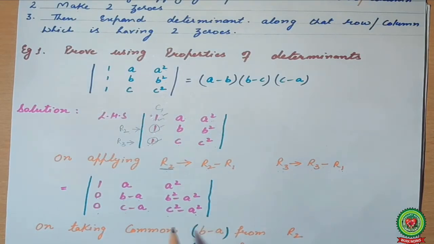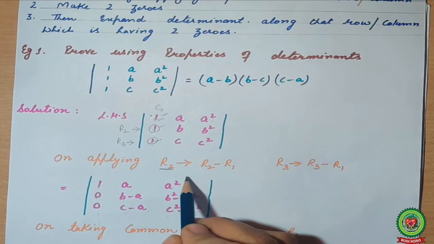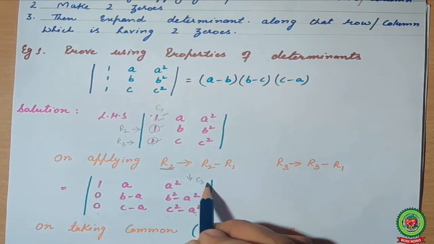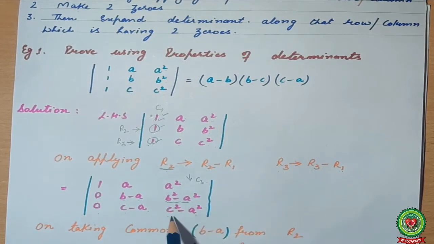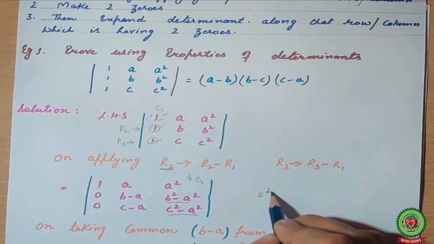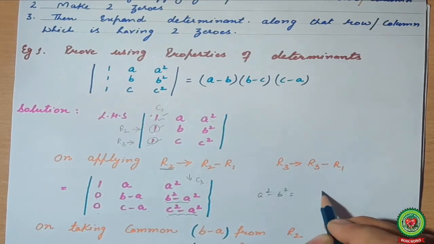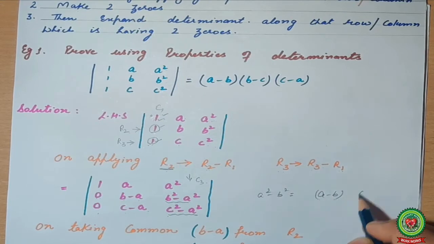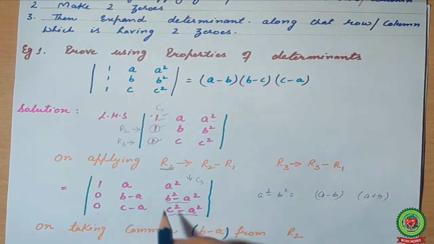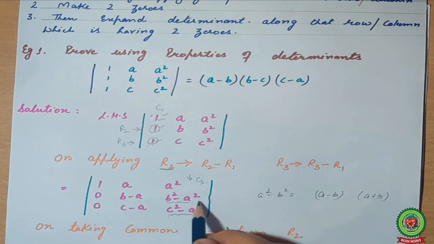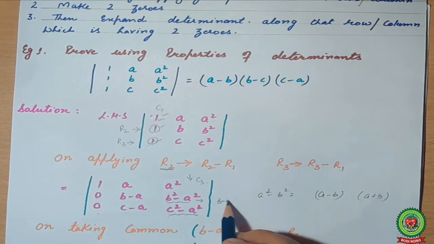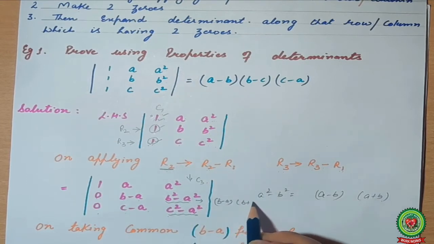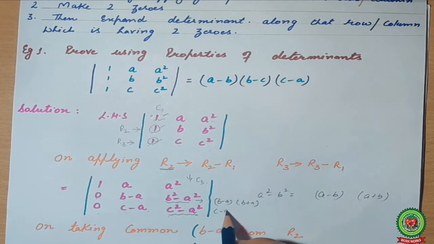Now students, in the third column, here we can apply one algebraic property. a square minus b square is equal to (a minus b)(a plus b). Now we can write b square minus a square as (b minus a)(b plus a). Same case, (c minus a)(c plus a).